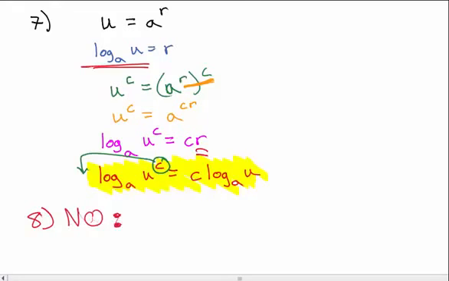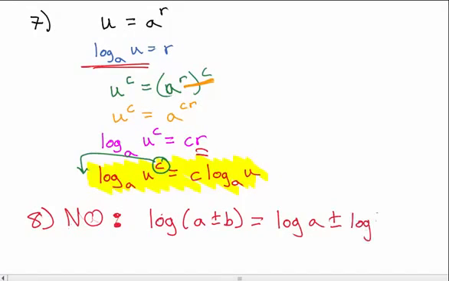Something we can never do, though. I see this all the time on tests. Someone's going to do this on our test. Don't let this be you. Someone will say the log of a plus or minus b, it doesn't matter, and they will say, hey, I got an idea. Let's distribute the log. They say log of a plus or minus, depending on the sign, log of b, because they distribute the log.